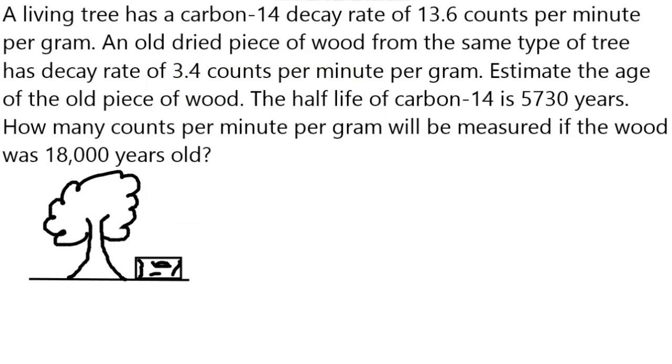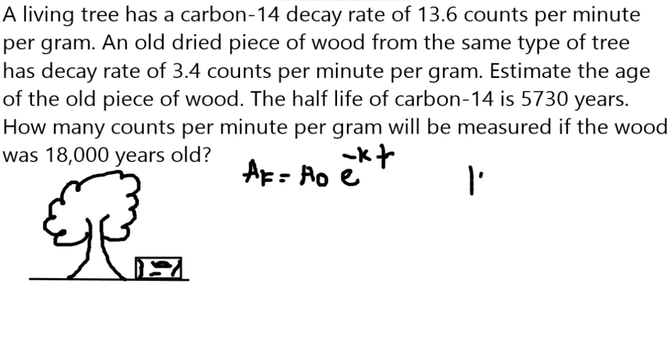A living tree has a carbon-14 decay rate of 13.6 counts per minute per gram. An old dried piece of wood from the same type of tree has a decay rate of 3.4 counts per minute per gram. Estimate the age of the old piece of wood. The half-life of carbon-14 is 5,730 years. How many counts per minute per gram will be measured if the wood was 18,000 years old?